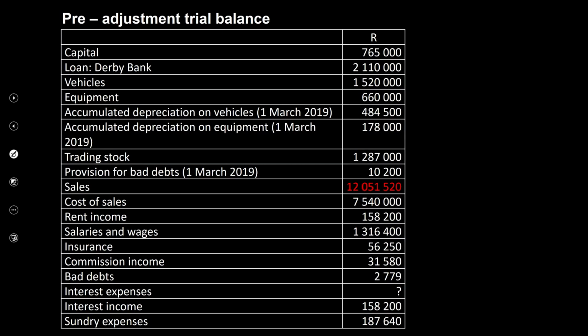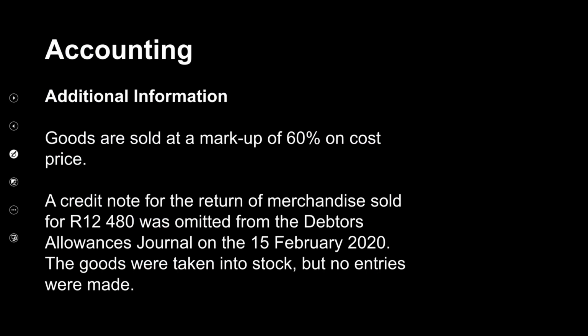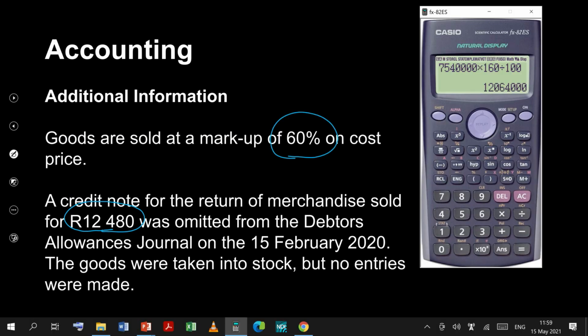So there's my sales figure sorted out, which is 12,051,520. Okay, coming to cost of sales. We've worked out the cost of sales, the markup to be 60%. Here's your return of merchandise. The selling price was 12,480. So obviously, if you want to work out the cost of sales there, you say 12,480, right?